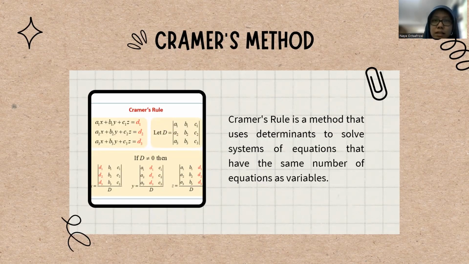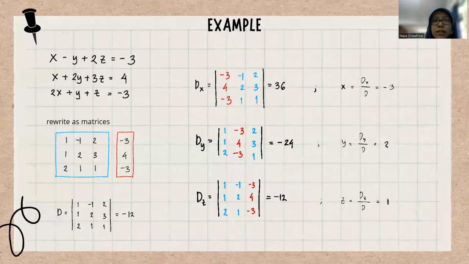First is Cramer's method. Cramer's rule is a method that uses determinants to solve systems of equations that have the same number of equations as variables. Here's an example for the use of Cramer's method.